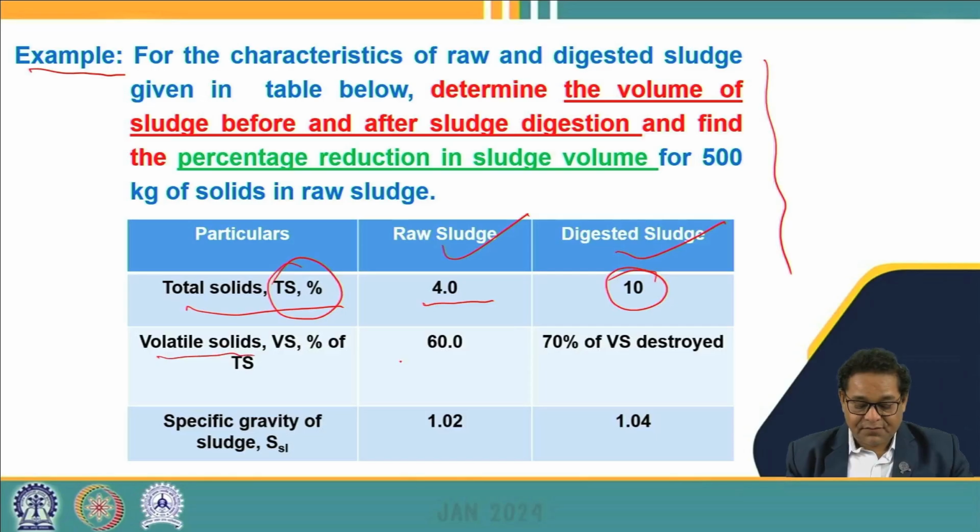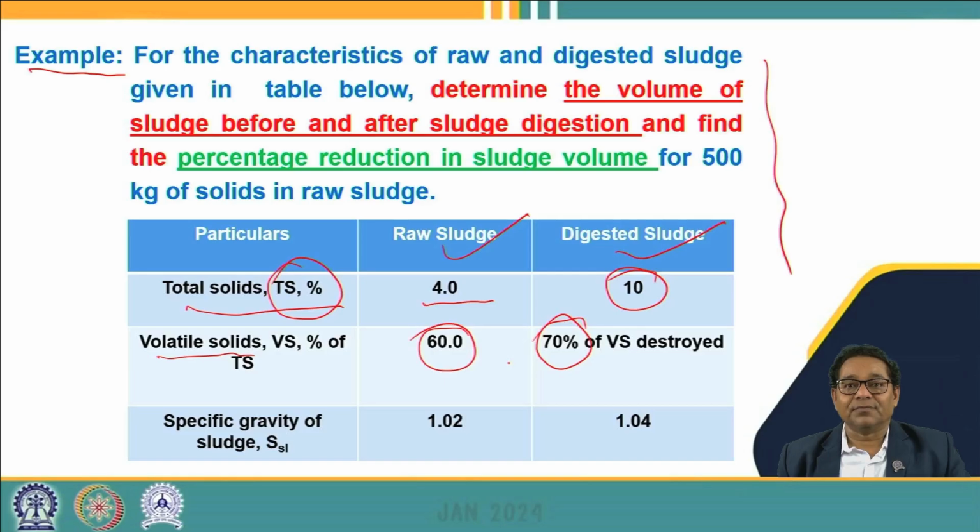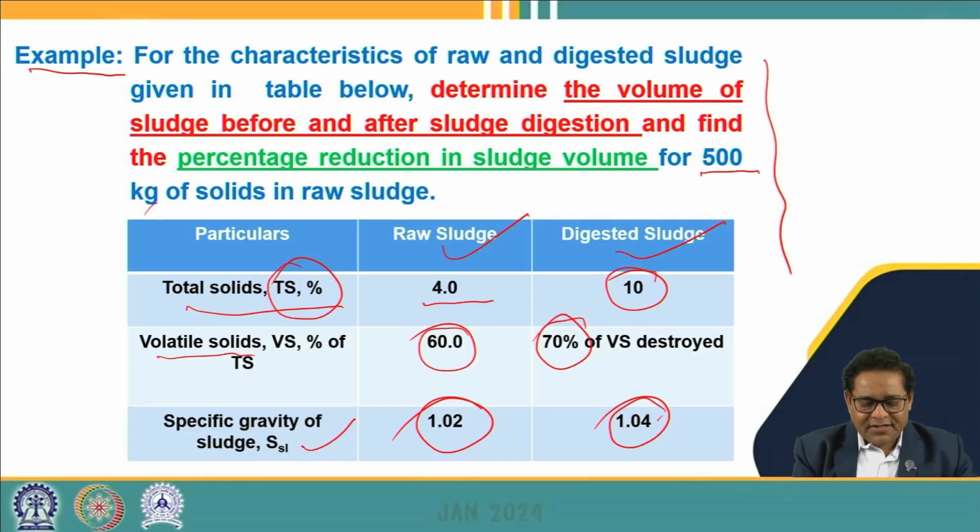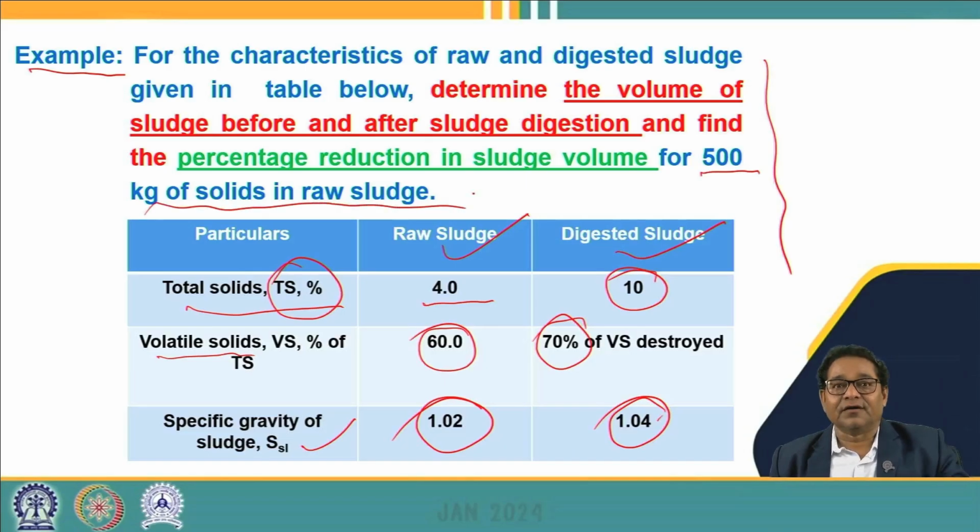Volatile solids, if we see, are 60% in the raw sludge, whereas in the digested sludge this is around 70%. Similarly, the specific gravity is 1.02 in the case of raw sludge, whereas in the case of digested sludge this value is 1.04. And there are around 500 kg of solids in the raw sludge, so for this we have to find out the volume of sludge before and after.